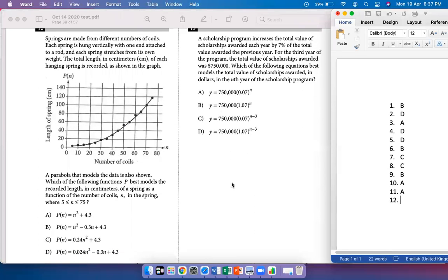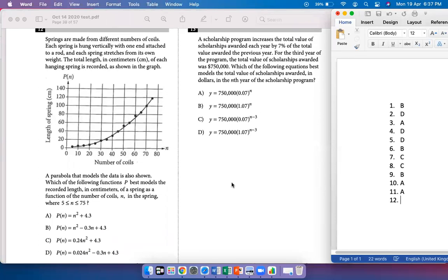Number 12, springs are made from different numbers of coils. Each spring is hung vertically with one end attached to a rod, and each spring stretches from its own weight. The total length of each hanging spring is recorded as shown in the graph. So the number of coils and the length of a hanging spring. A parabola that models the data is also shown. Which of the following functions best models the recorded length of spring as a function of the number of coils, where n is between 5 and 75?